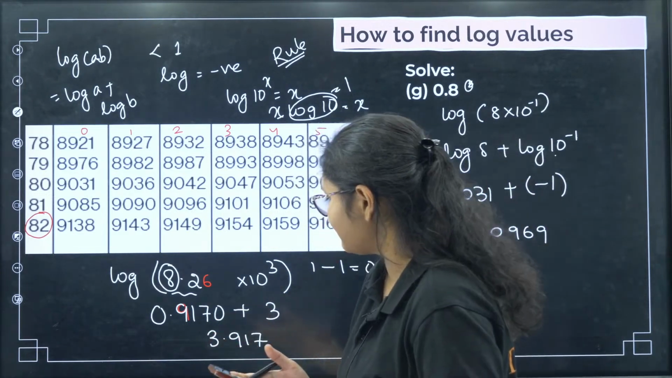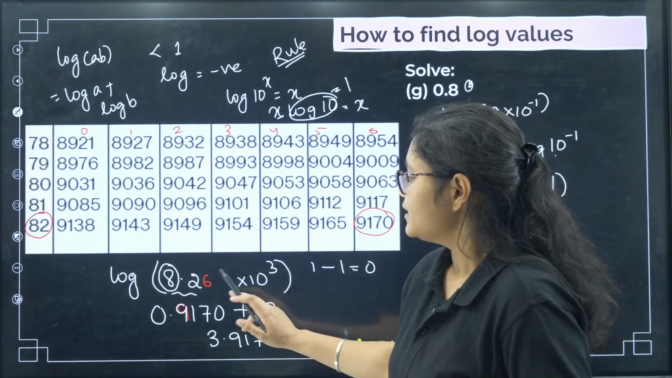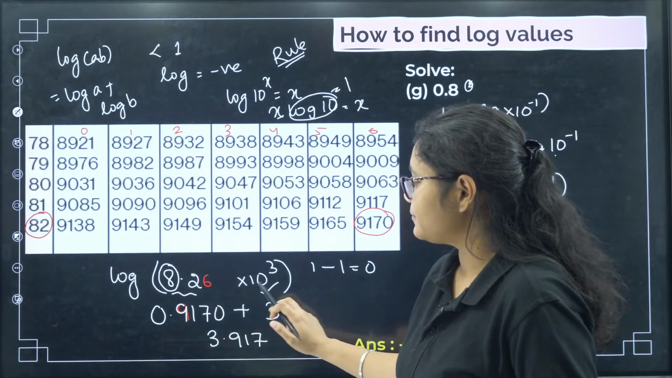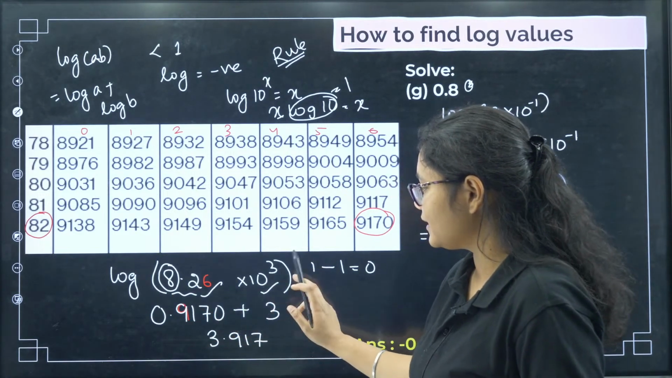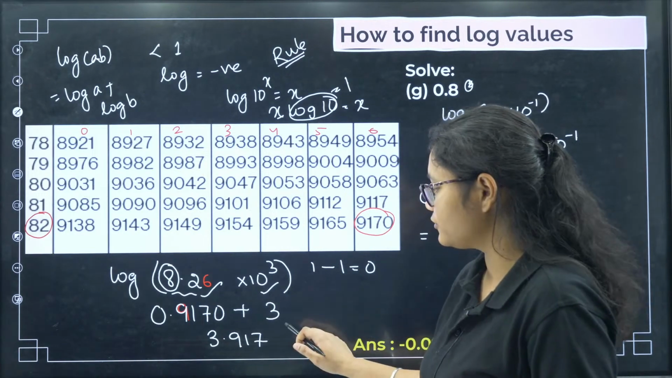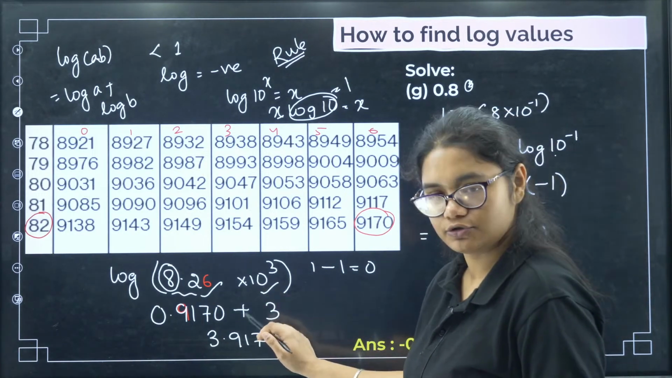We will get .917, not minus, dear. No minus will come. When this type is given, this is separate, this is separate. Log of anything to the power of x is x. So this I got 3. This multiplication will change to plus.